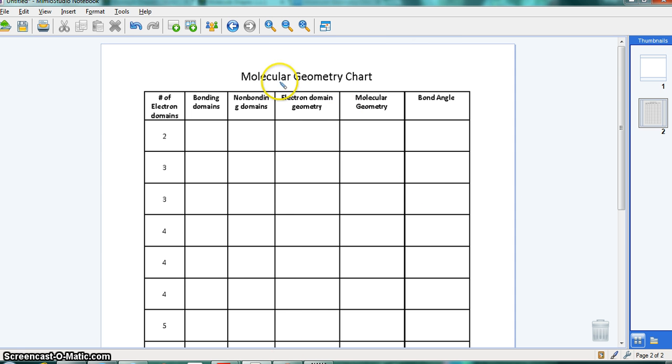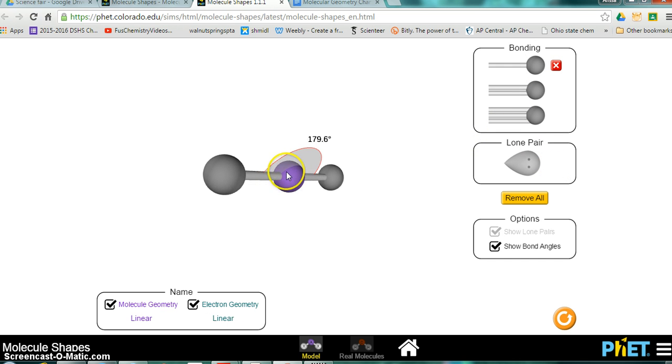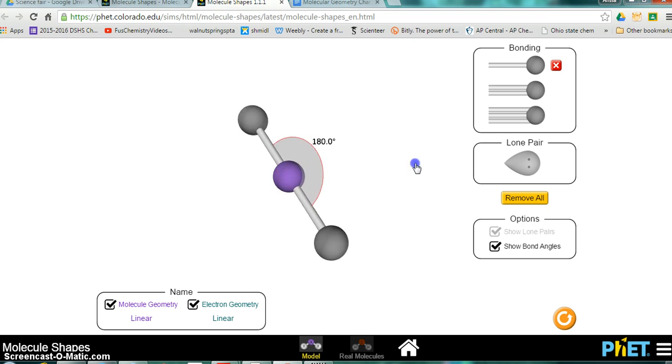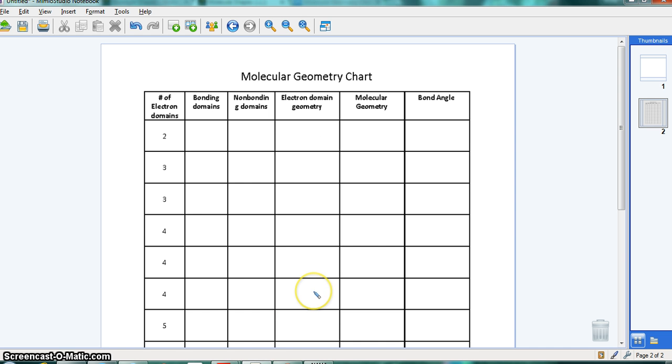So you need this blank chart. We're going to be filling it in as we go, and we're also going to be looking at this simulation that shows us what molecules look like and lets us rotate them around. Okay? So back to our chart, let's talk about what these different columns represent.